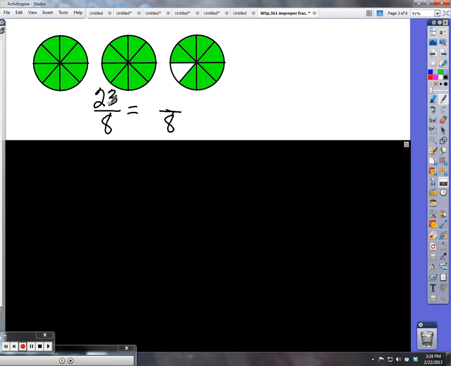As a mixed number, I'm going to count my whole circles that are shaded in first. So I have 2 whole circles shaded in plus 7/8 of the third circle. So 2 and 7/8 are shaded.